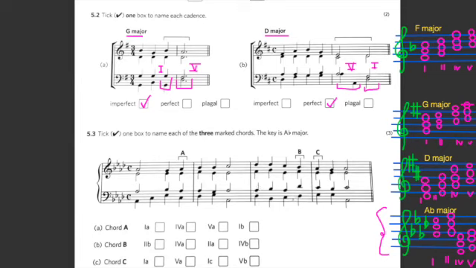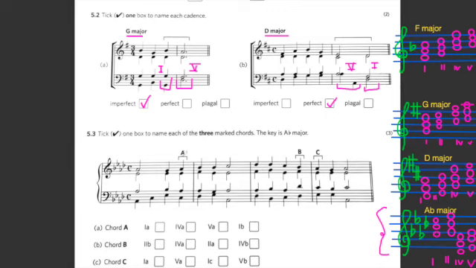Inversions, which is what this question is, we need to check what the bass note of the chord is in the music, and that will tell us what letter it is. If the lowest note of a root chord is also the lowest note in the music, then it would be an A chord. If the lowest note of the music is our middle note of our root chord, then it's a B chord. And if the lowest note of the music is our highest note in the root chord, or the third note of the root chord, then it is a C chord.